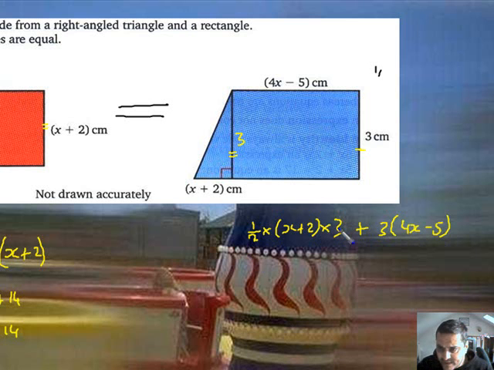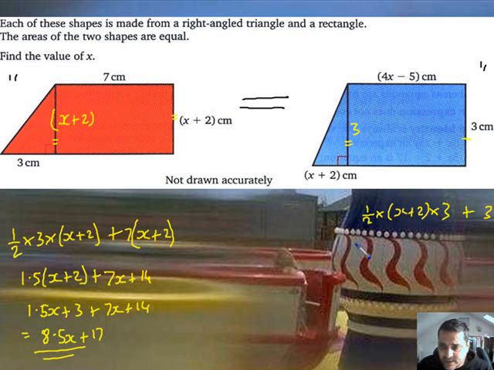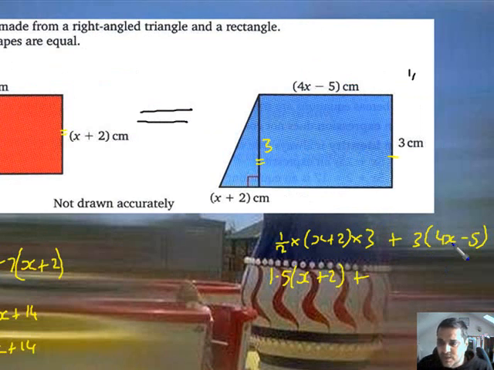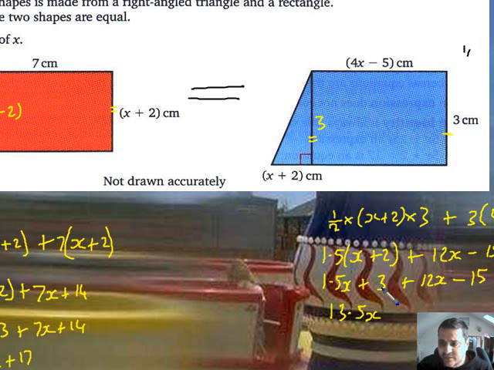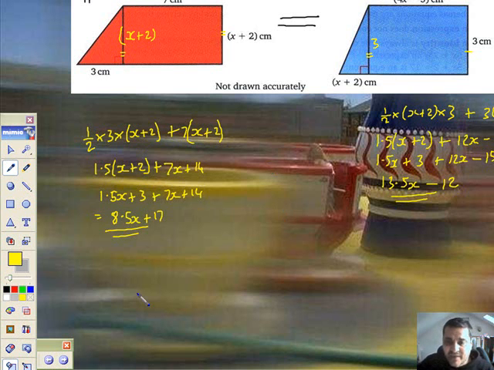Let's have a look. 3 times a half is 1.5, so I've got essentially 1.5 bracket x plus 2. Add on, let's multiply this out. 12x minus 15. Multiplying out now, I've got 1.5x plus 3 plus 12x minus 15. What have we got? So altogether I've got 13.5x, and 3 take away 15 is minus 12. Now these are my two areas, and they are equal.